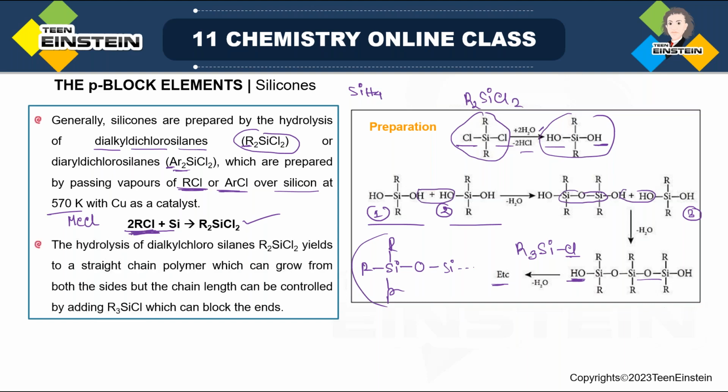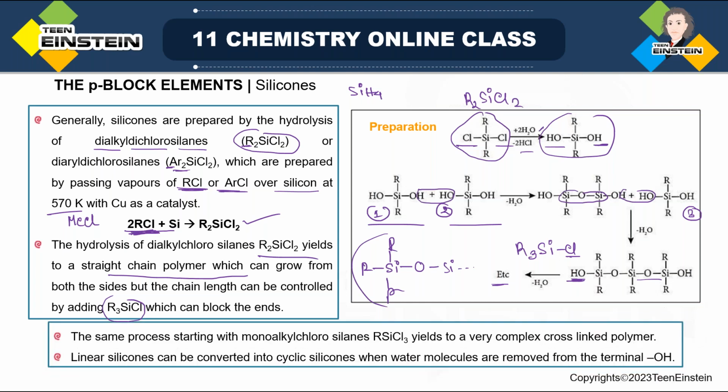So hydrolysis of dichlorosilane, that is R2SiCl2, gives a straight chain polymer which can grow from both sides. But if you want to control the reaction, that is if you want to block the reaction, then you have to use this specific compound where you have a total of 3 R groups. When there are 3 R groups, further chain continuation is not possible. Fine.